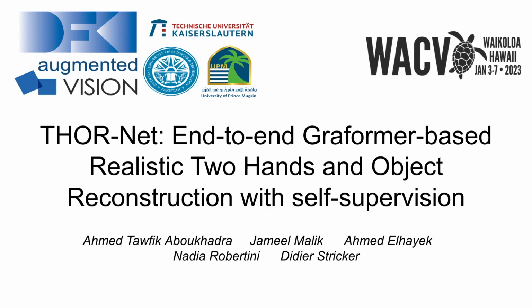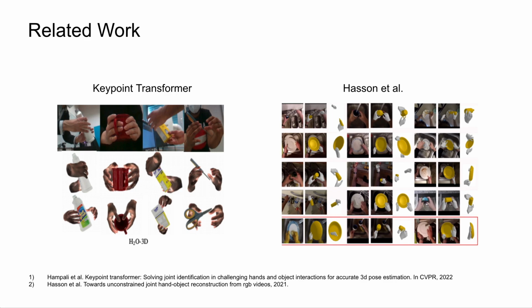In this work, I will present THOR-Net, an end-to-end Graformer-based realistic two-hands and object reconstruction with self-supervision. Realistic reconstruction of two hands interacting with objects is a new and challenging problem that is essential for building personalized virtual and augmented reality environments. Many works focus on a single hand reconstruction, but very few focus on two hands and object joint reconstruction. Using THOR-Net, we are the first to estimate realistic personalized two hands shapes.